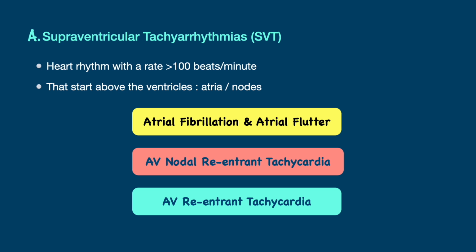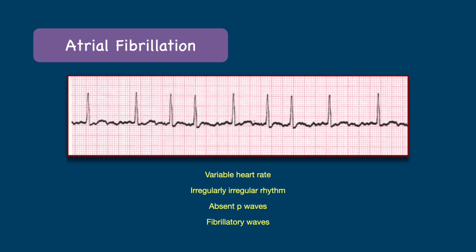In supraventricular tachyarrhythmias, the heart rate will be typically above 100 beats per minute and they will begin above the ventricles, which could be from the atria or the nodes. If the abnormal conduction begins in the atria, you would then see atrial fibrillation or atrial flutter. AV nodal re-entry tachycardias, AVNRT, and AV re-entry tachycardias, AVRT, are characterized by the sudden onset of a narrow complex tachycardia which are regular. Let's look at atrial fibrillation.